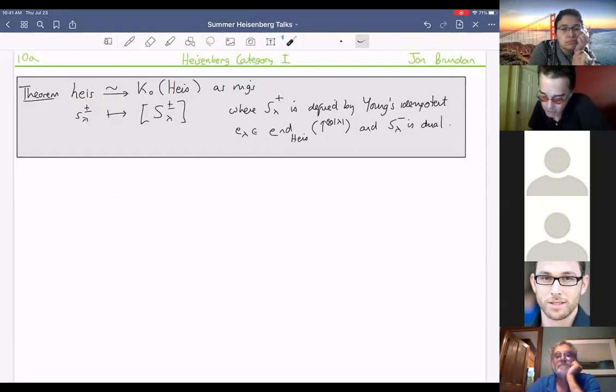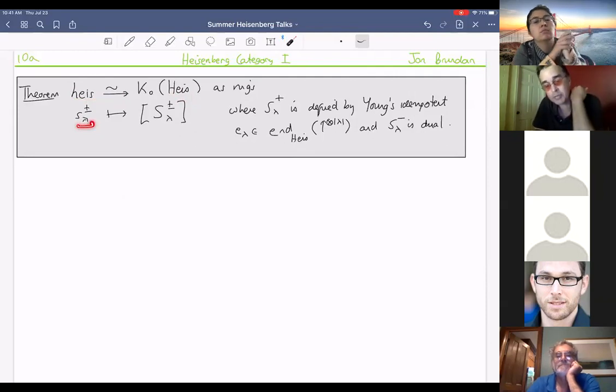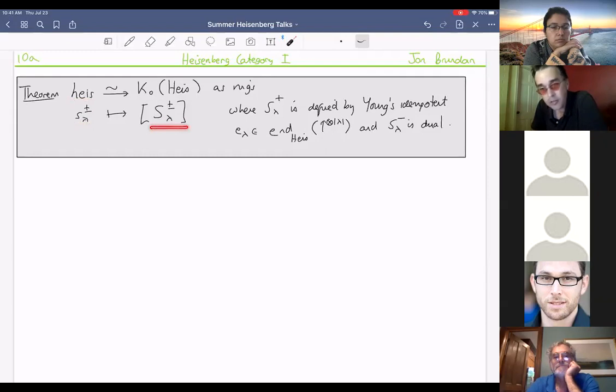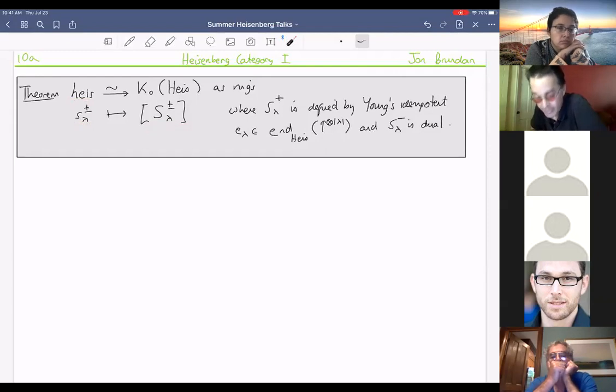So here's the theorem. These are isomorphic as rings, and the isomorphism is going to send the endomorphisms S lambda plus or minus, which we had in the Heisenberg algebra. So S lambda plus, remember that was multiplication by the Schur function, and S lambda minus was the adjoint operator, just acting on the ring of symmetric functions. So it's going to send those guys, which generate this ring little highs, to the isomorphism classes of the projectives for the category highs that are big S lambda plus and minus.